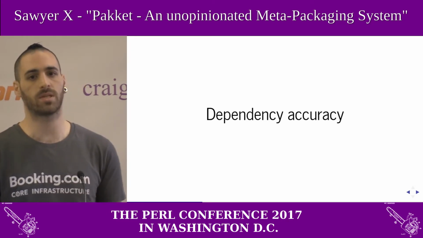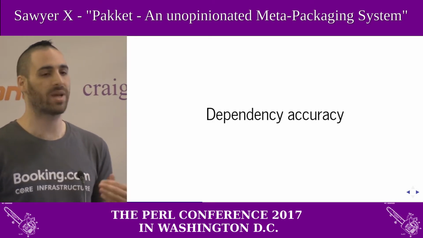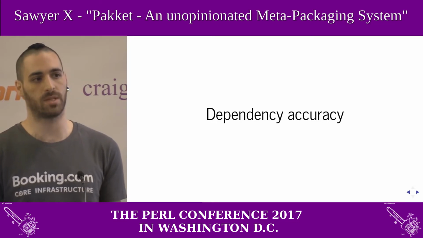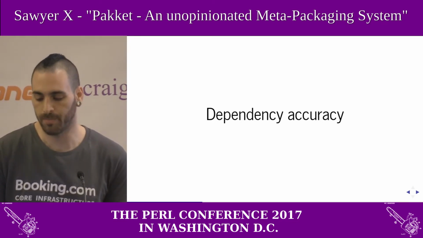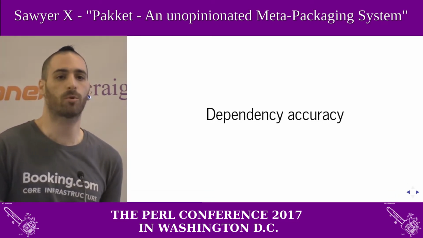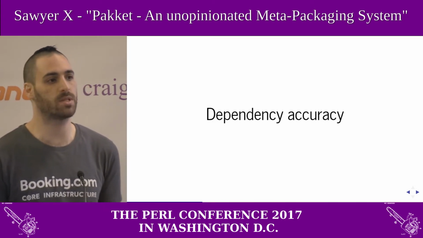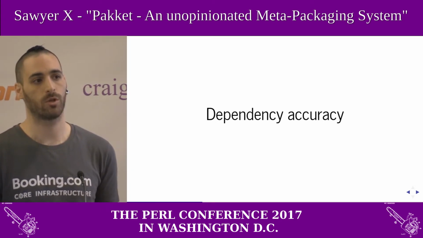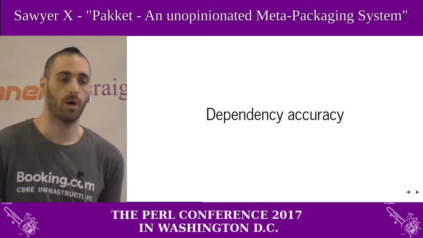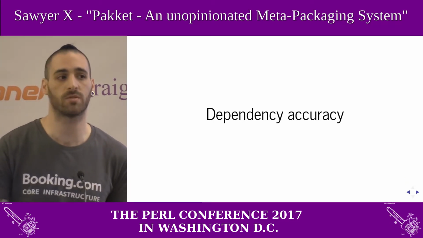Dependency accuracy means that, sure, I have dependencies, but I can name all of the accurate dependencies, or name all of them accurately. For example, if you have a Perl module and it has several dependencies, you want to make sure you have all of them. You don't want to have some of them. But this is something that for a lot of systems is very difficult to do.